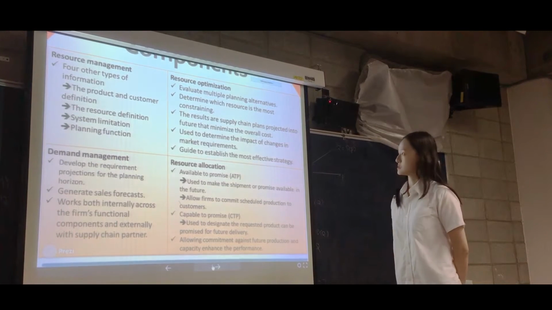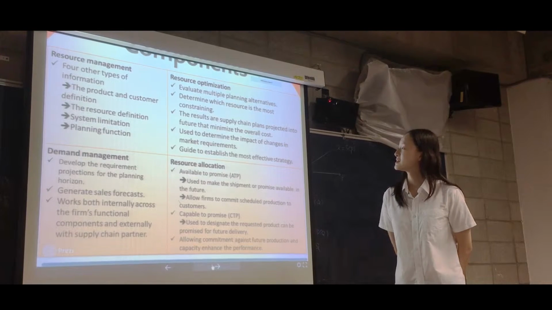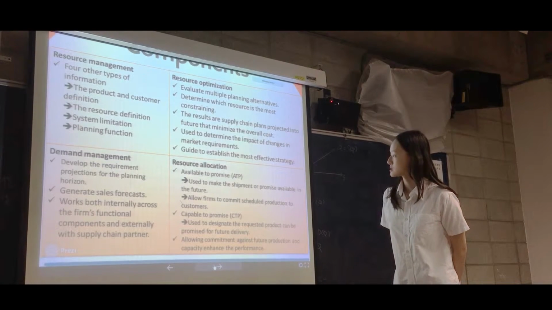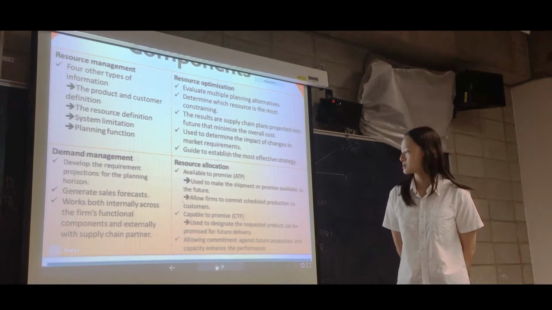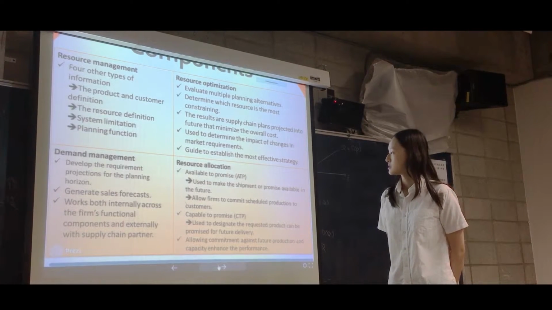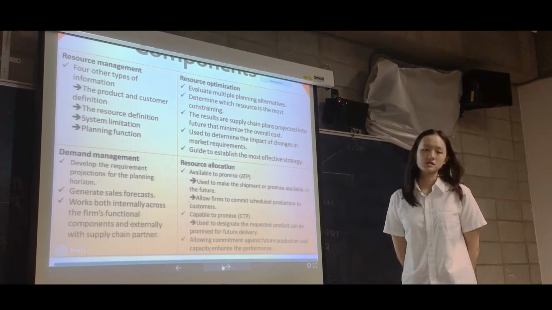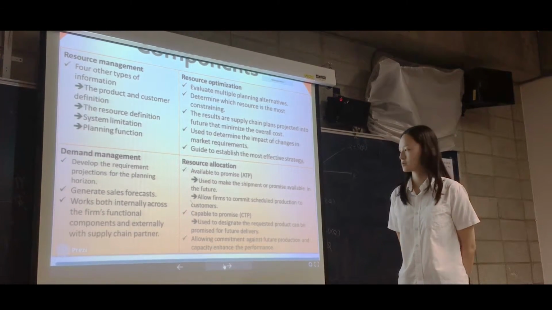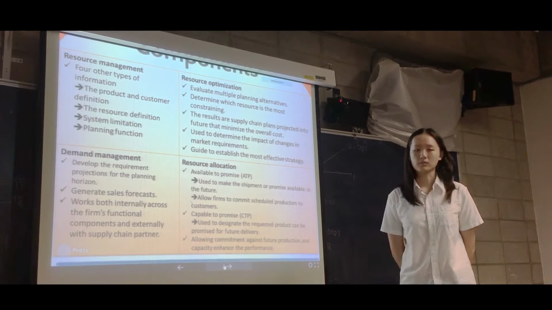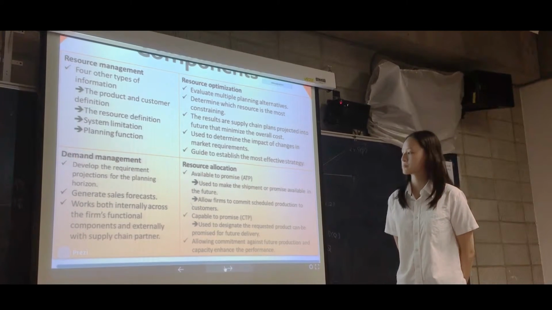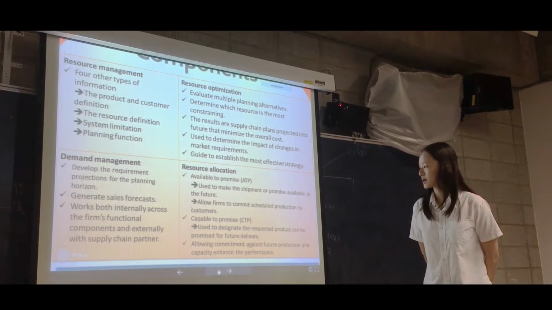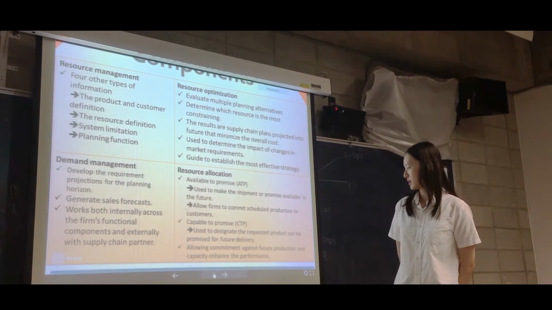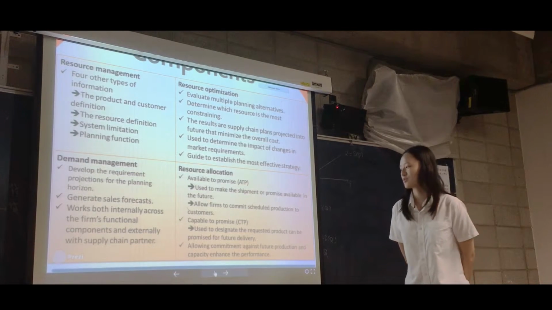Another APS component is resource optimization. There is something that we should know on the books. And the next one is the resource allocation. There are 2 parts important in this aspect. The first one is available to promise, which is the ATP, and it is used to make the shipment or promise available in the future. This allows the firm to commit scheduled production to the consumer. And the next one is capable to promise, which is the CTP. It is used to determine whether the requested product can be promised for future delivery.